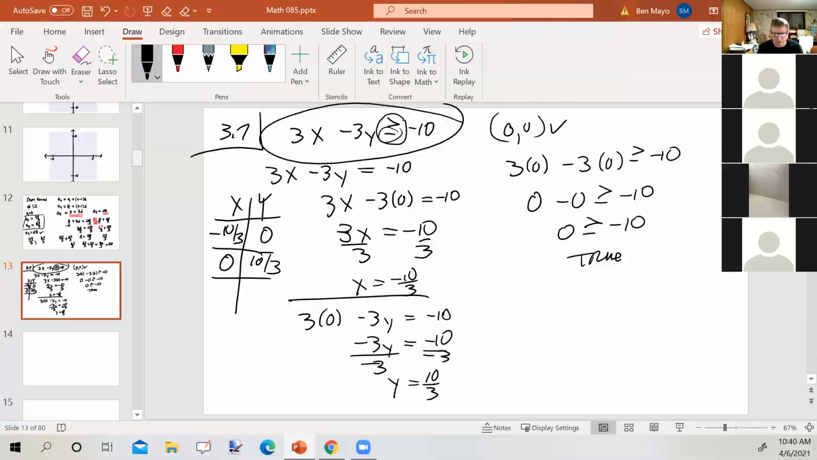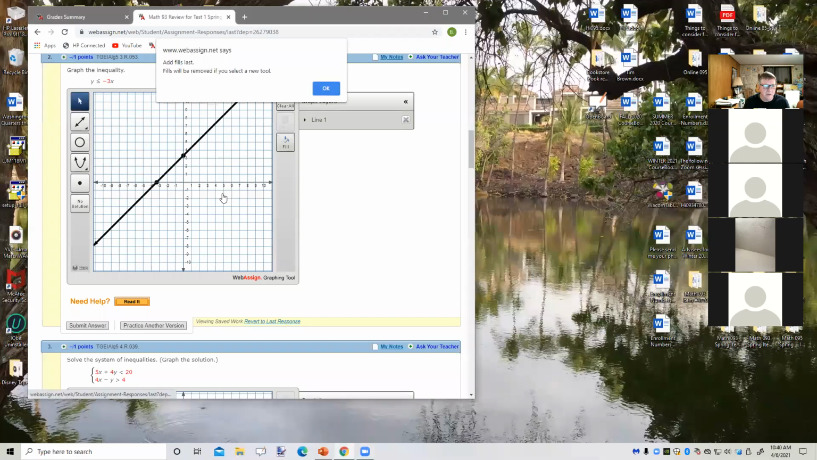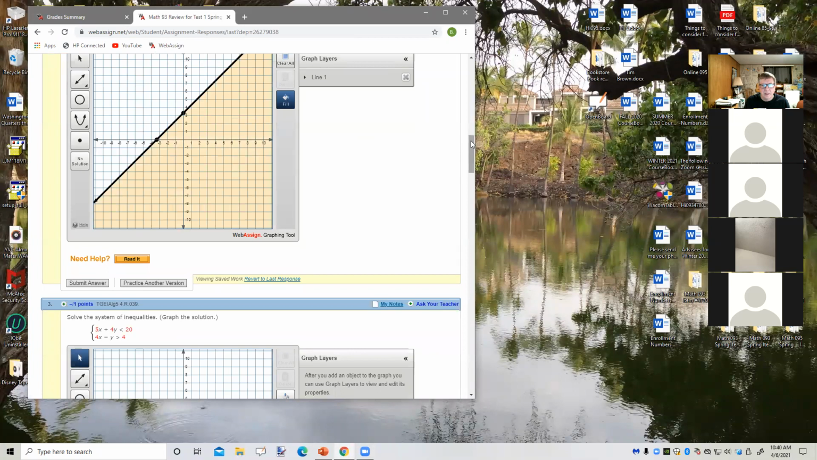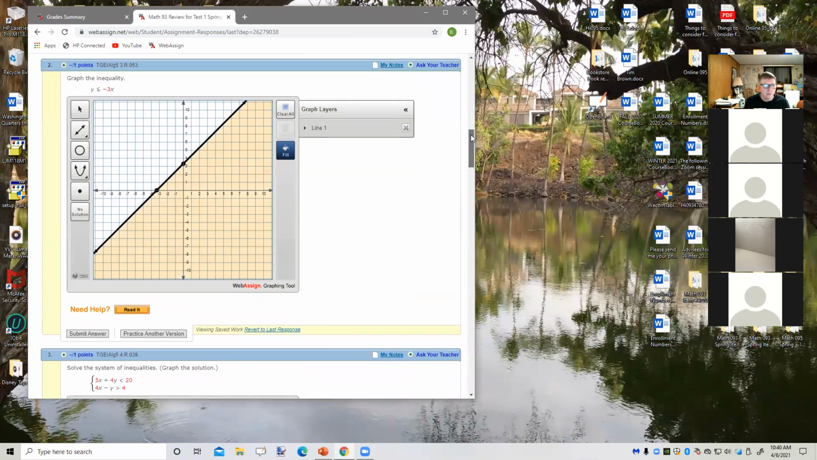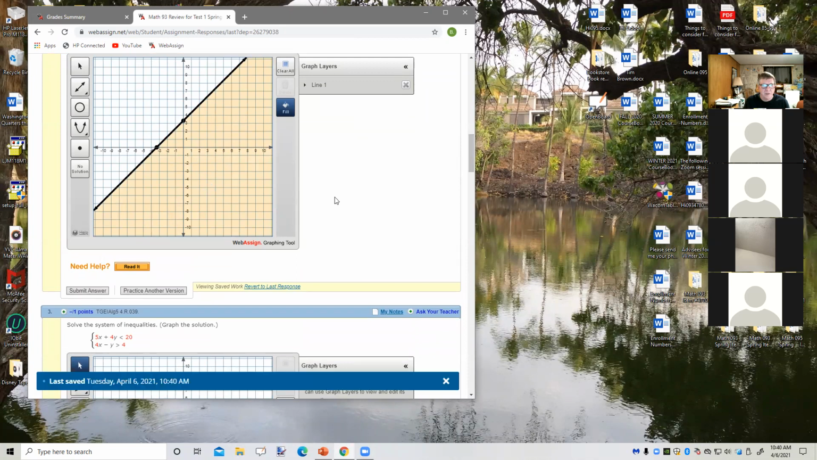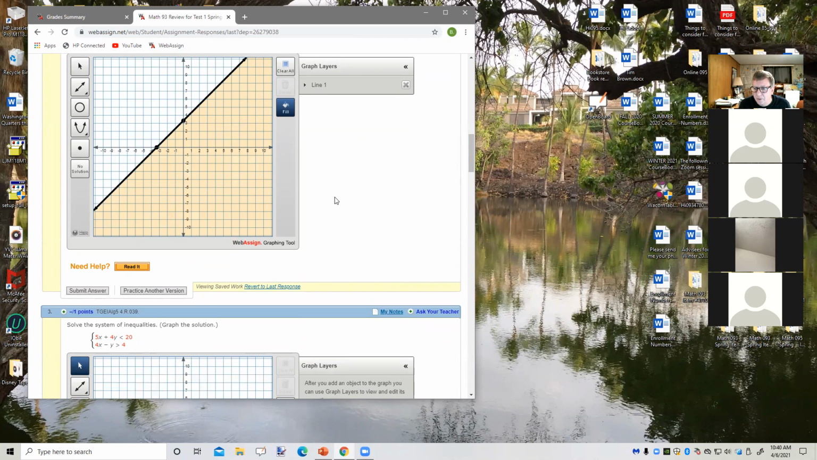So back here in WebAssign, I'm going to fill in that side of the graph. Okay, let's see here. The graph that we're actually doing is not the y less than or equal to 3x. So I'm going to cover that up. So here is the correct solution. Do you have any questions about this particular problem?